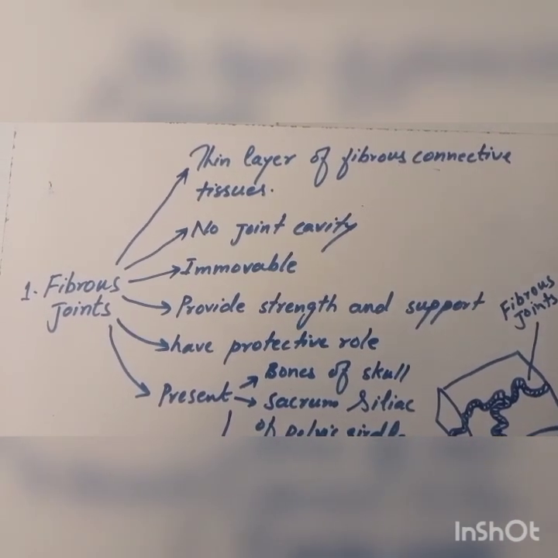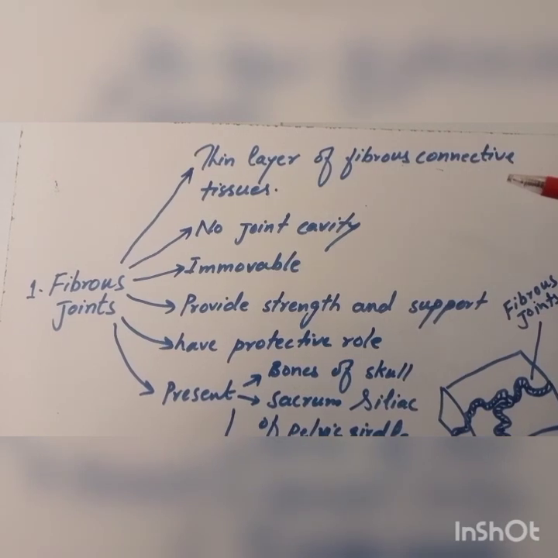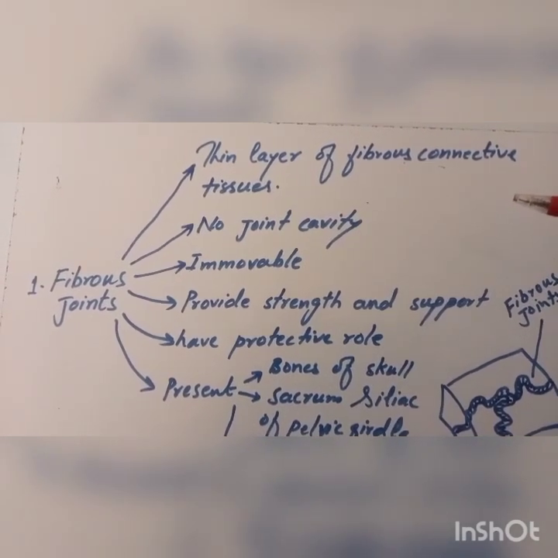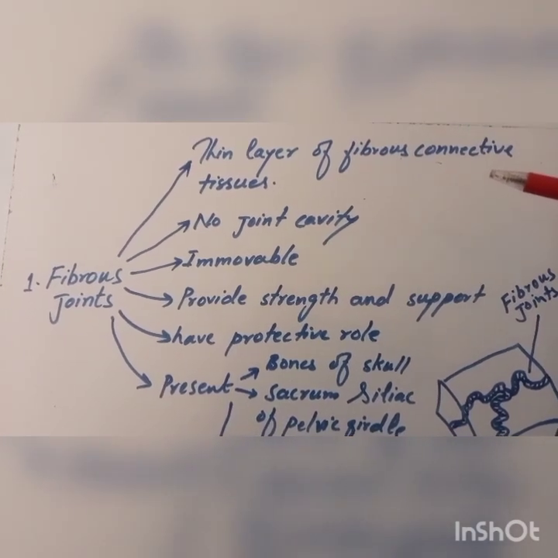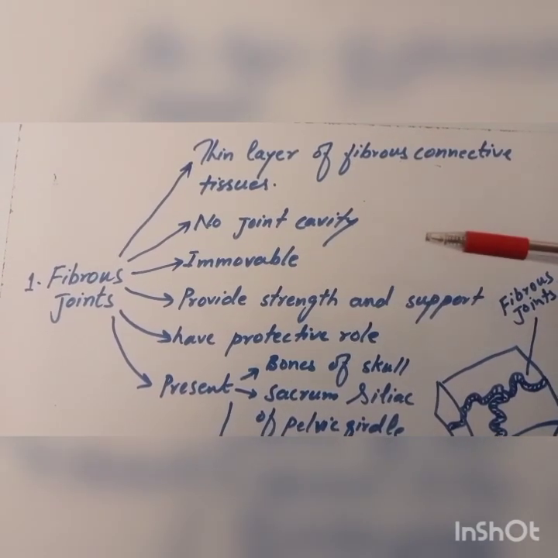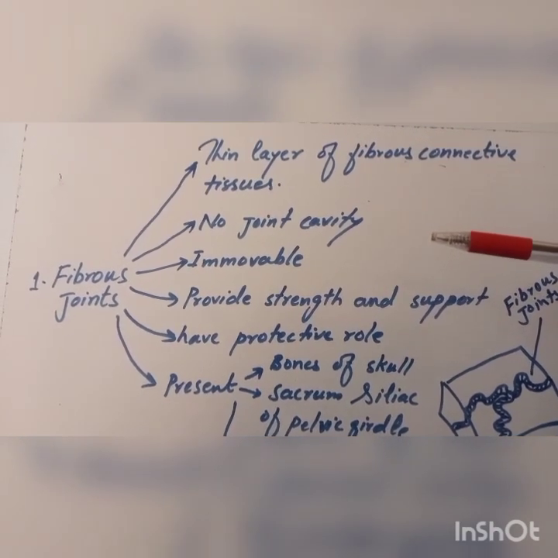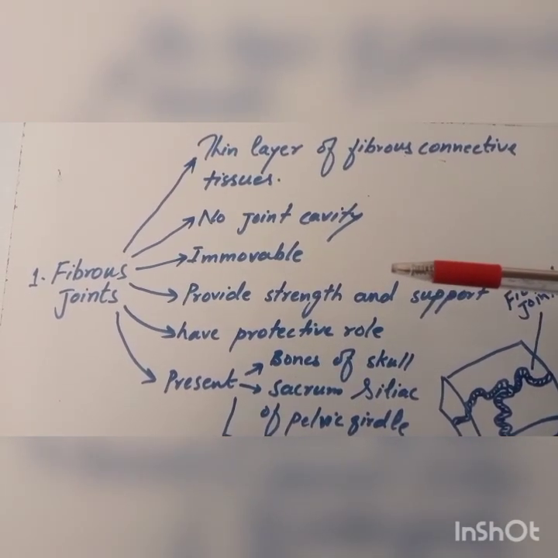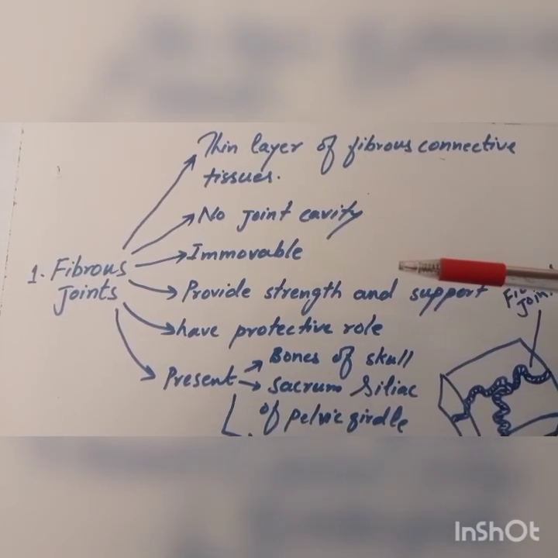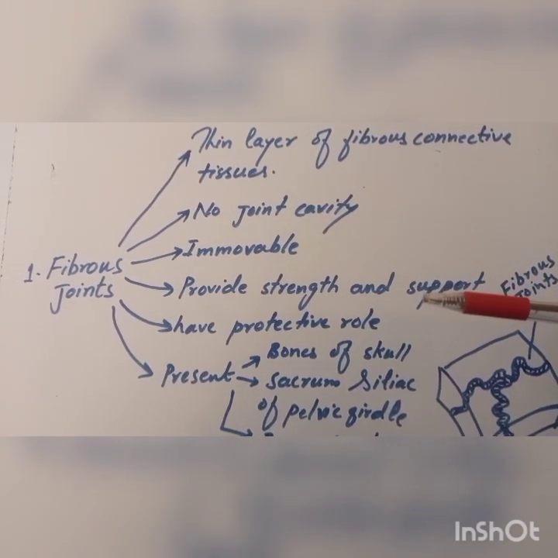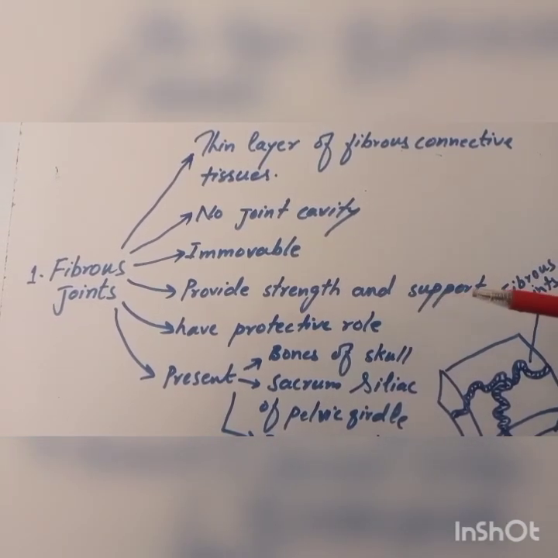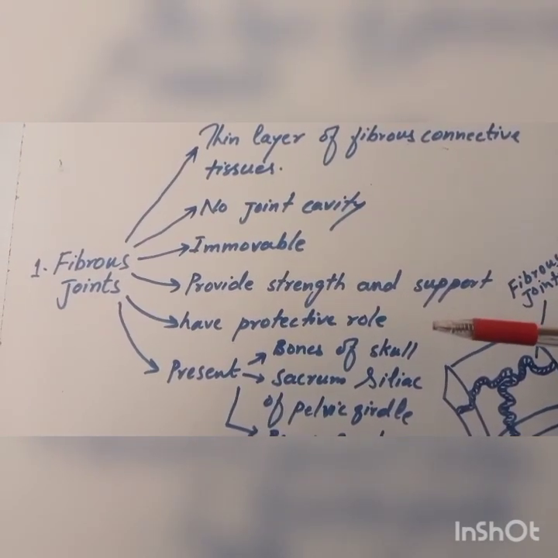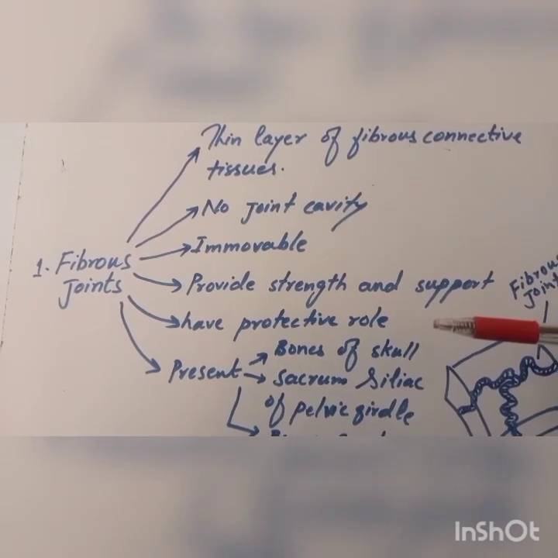Fibrous joints have a thin layer of fibrous connective tissue, and this connective tissue holds the bones firmly in position. There is no joint cavity between the bones. These joints are immovable. These joints provide strength and support for the body. They also have a protective role for delicate structures.